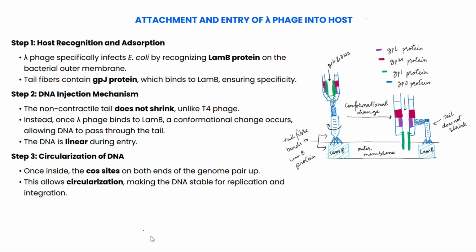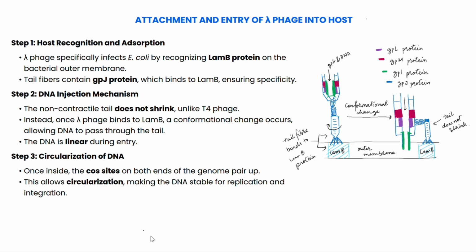The tail fibers of lambda phage contain a protein called GPJ, which acts like a molecular key, recognizing and binding specifically to the LAM protein. This ensures that lambda phage only attaches to suitable bacterial hosts, avoiding non-compatible bacteria. Now, once bound, the phage does something unique. It does not use a contractile tail like T4 phage. Instead, it undergoes a conformational change you can see in the image, allowing its linear DNA to pass through the tail tube into the host cell.